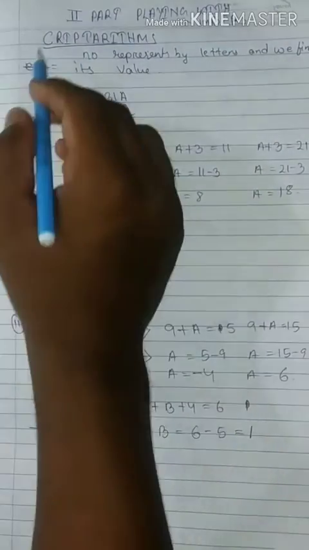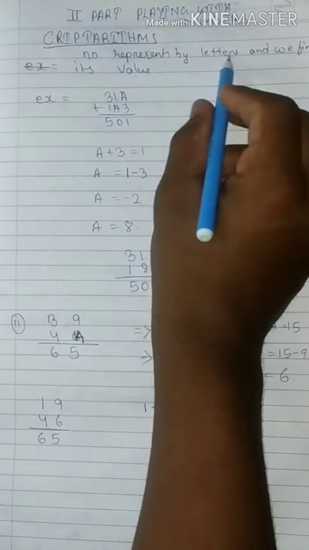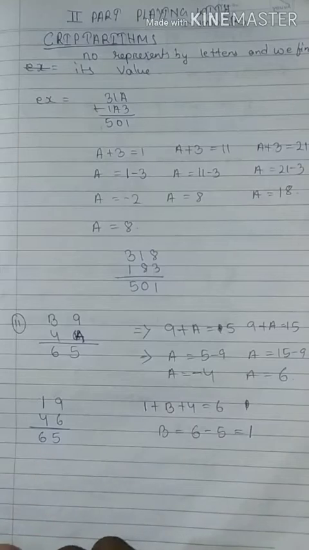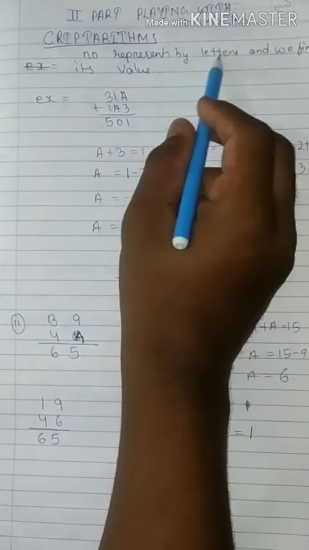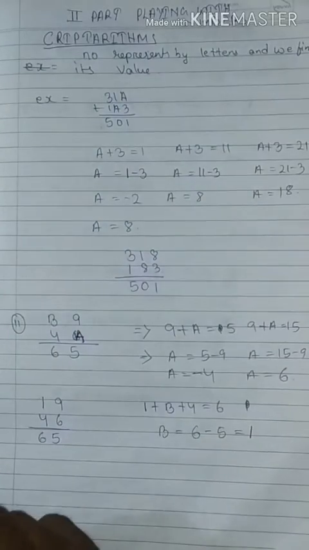cryptarithms. Numbers represented by letters, where we find their values, is known as cryptarithms.